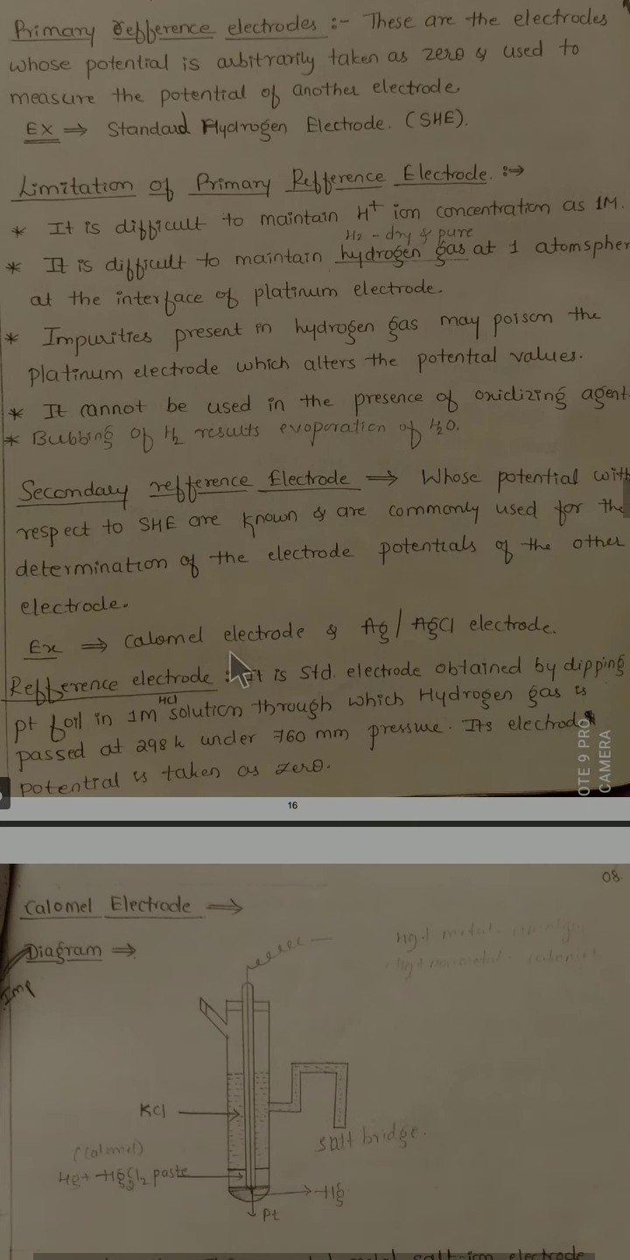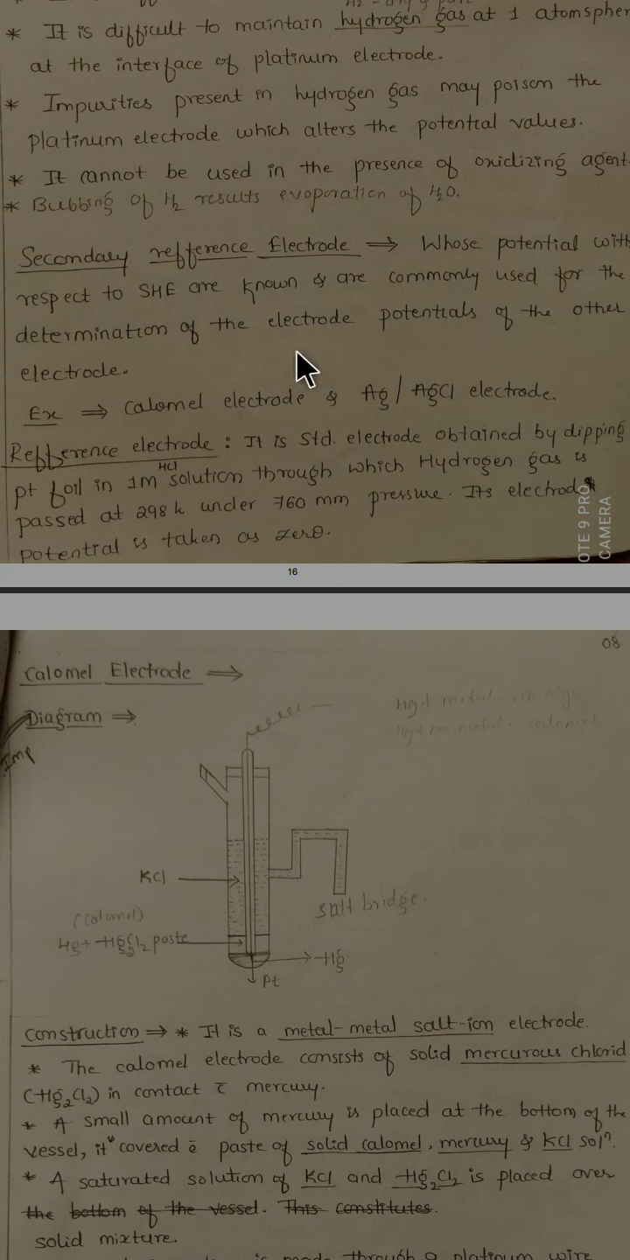And now the secondary reference electrode. Here we have divided the reference electrodes into primary and secondary, and as you know, reference electrodes have a fixed value. If primary has 0, then the secondary has a value other than 0. Secondary reference electrodes are defined as electrodes whose potential with respect to SHE is known or fixed, other than 0.